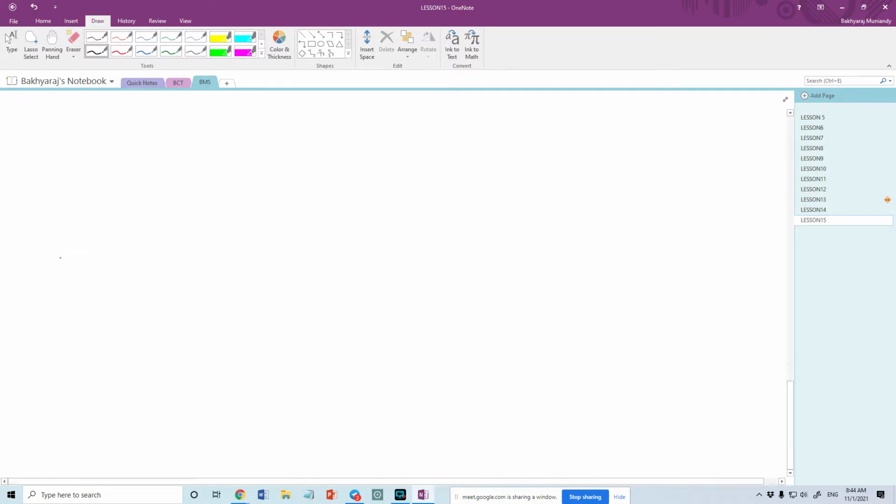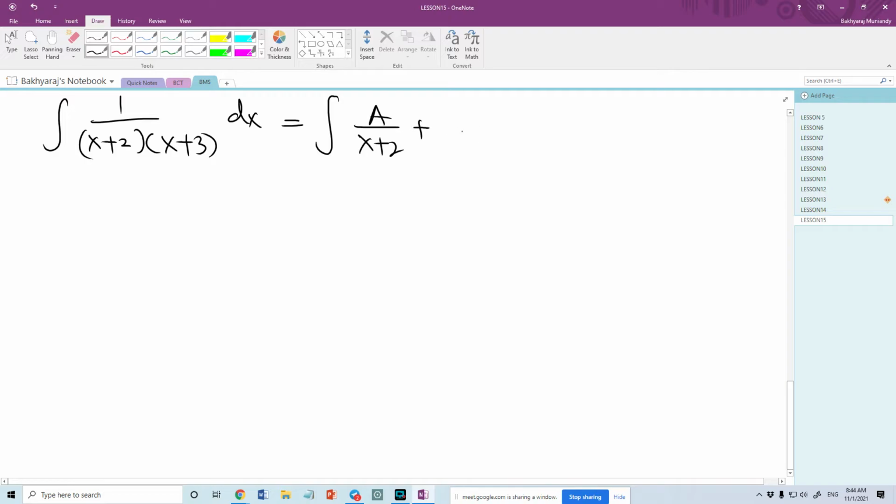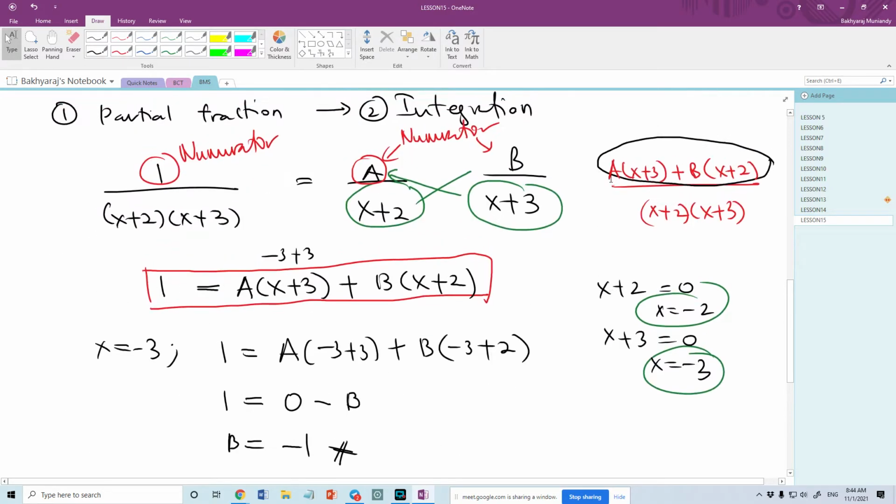Okay, my question just now is the integral of 1 over (x plus 2)(x plus 3) dx. So I integrate, I get what? I get a over x plus 2 plus b over x plus 3 dx, because this is what we wrote here. Remember? You see, look at this.